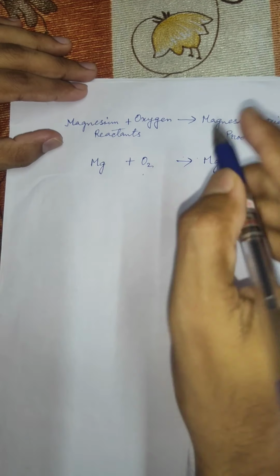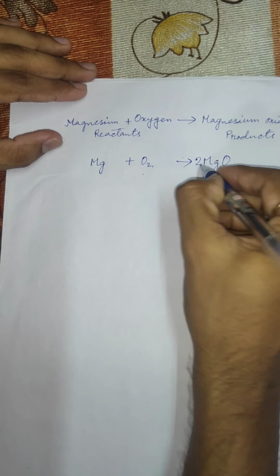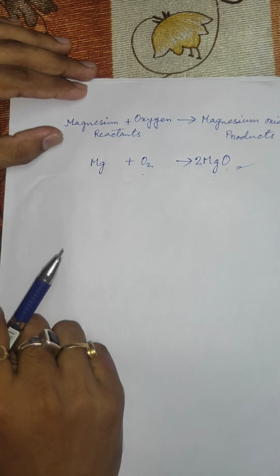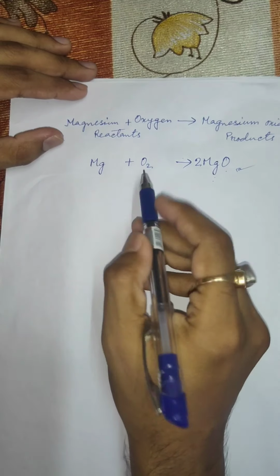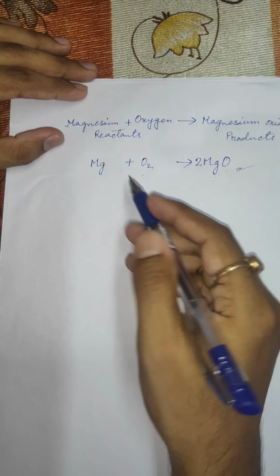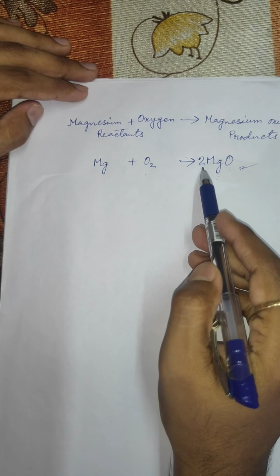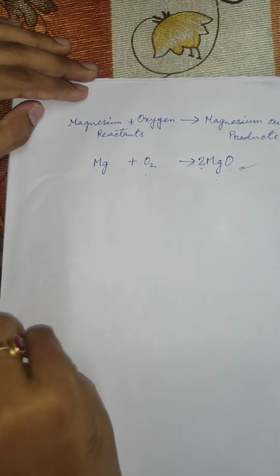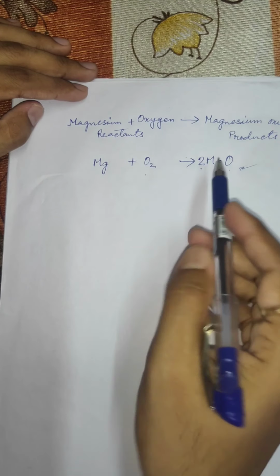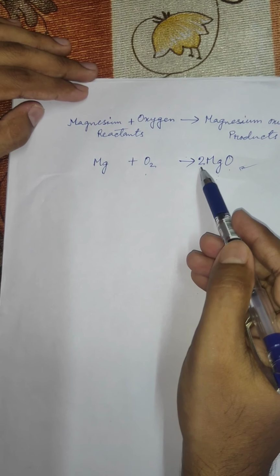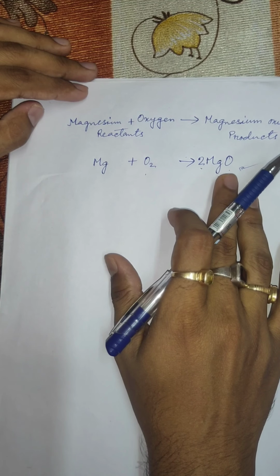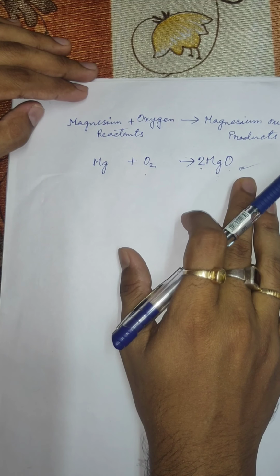We must add numbers to the prefix of the molecule or element, not the suffix. See, this 2 is in the suffix and we cannot touch the suffix. We can just put the numbers in the prefix. So I have put 2 in order to equalize the oxygen. There are 2 atoms of oxygen in the LHS, and when I put 2, there will be 2 atoms of oxygen in the RHS also.